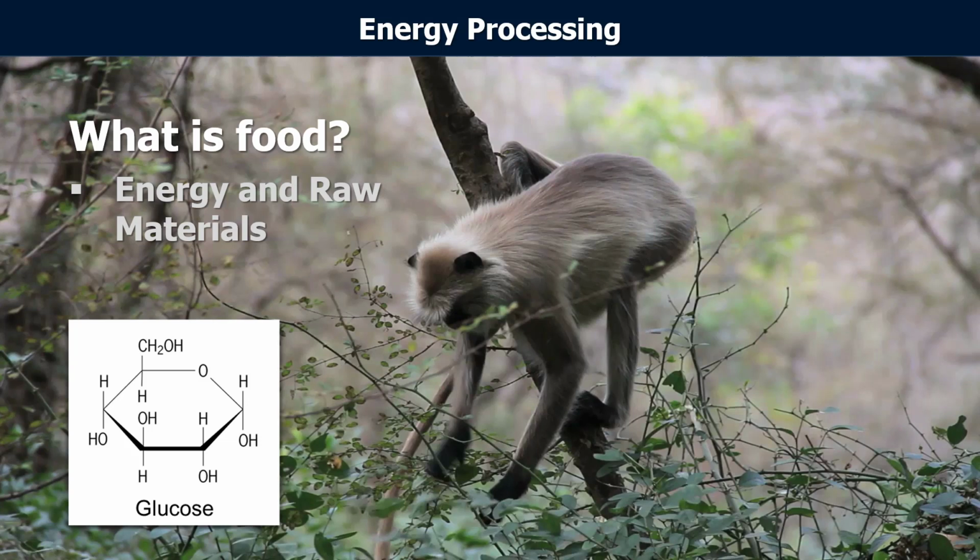The raw materials are fairly easy to recognize. That's the atoms that make up the glucose. The molecular formula of glucose is C6H12O6. So there are 6 atoms of carbon, 12 atoms of hydrogen, and 6 atoms of oxygen in that glucose. So that's the raw materials, the actual atoms.